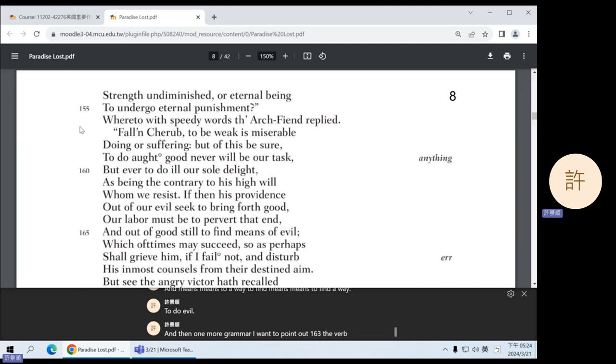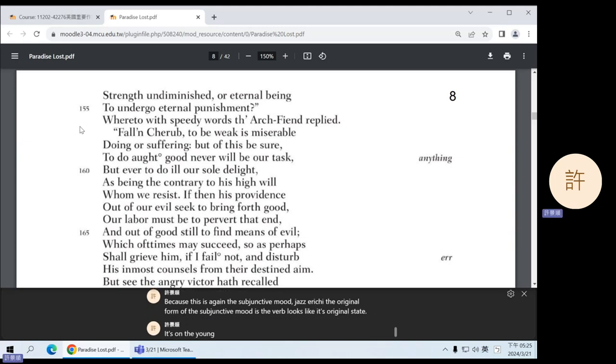And then one more grammar I want to point out. The verb is seek. But the subject of this sentence is his providence. Providence is uncountable. So the verb should be seeks, right? So why is it seek and not seeks? Because this is, again, the subjunctive mood, 假设语气. The original form of the subjunctive mood is the verb looks like its original state, 长得像人形. So this is fitting the word if, right? If, so it's a subjunctive, 是假设性的. And that's why it says seek and not seeks.